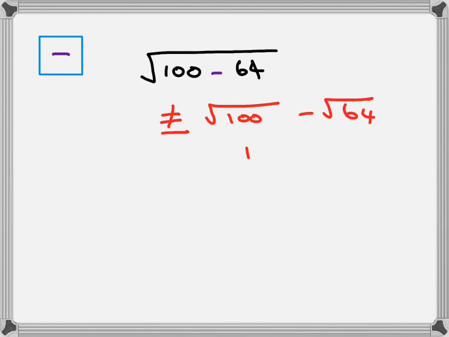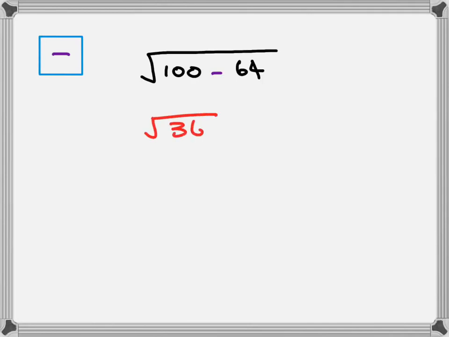So let's do it the proper way. We're not going to split it up. We're going to keep it under the square root sign and rather solve 100 minus 64. That is 36. So now we do know the answer to that. It's 6, because the square root of 36 is 6. So we've got another answer. We've got 6 instead of 2, which was the wrong answer. Okay, so I hope you understand this a bit better.